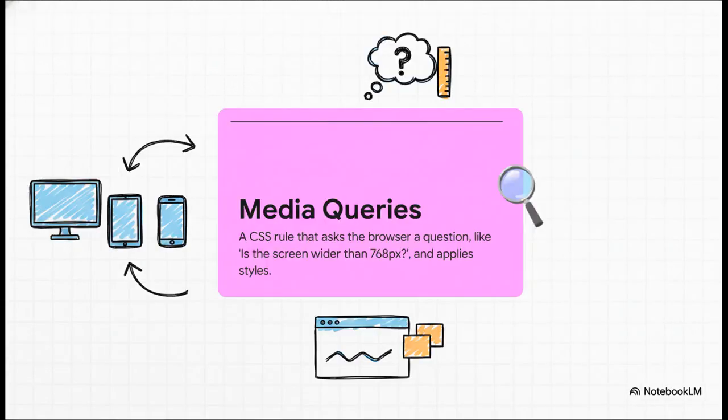Well, the secret sauce is something called a media query. It's basically your CSS asking the browser a question, like, "Hey, are you wider than 768 pixels?" If the browser answers yes, then a whole new set of styles can kick in. This is exactly how we get a single-column layout on a phone to magically transform into a two-column layout on a tablet.